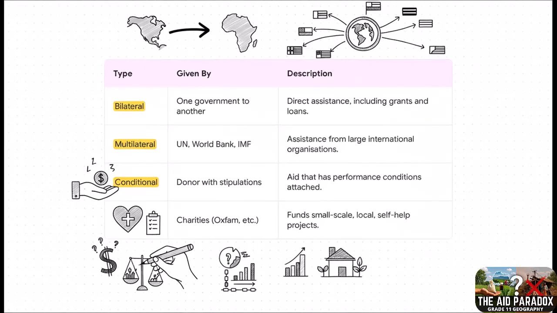First up, you've got bilateral aid. That's just one-on-one, government to government. Simple. Then there's multilateral aid. This is when a bunch of countries pull their money together and give it to big organizations like the UN or the World Bank to hand out. Third is conditional aid. And yeah, it's exactly what it sounds like. It's aid with strings attached. A country has to do something, like make political reforms, to get the cash. And finally, you have NGOs, non-governmental organizations. These are charities funded by people like you and me running smaller, local projects.